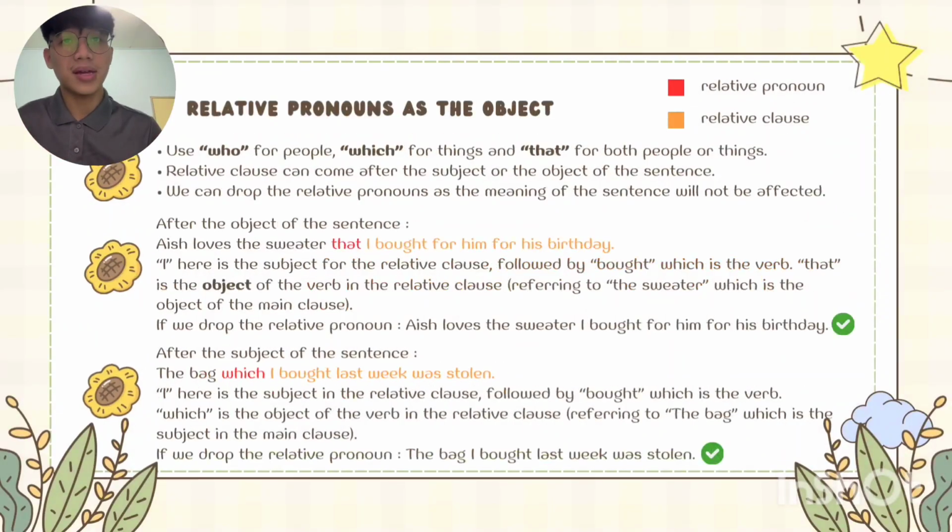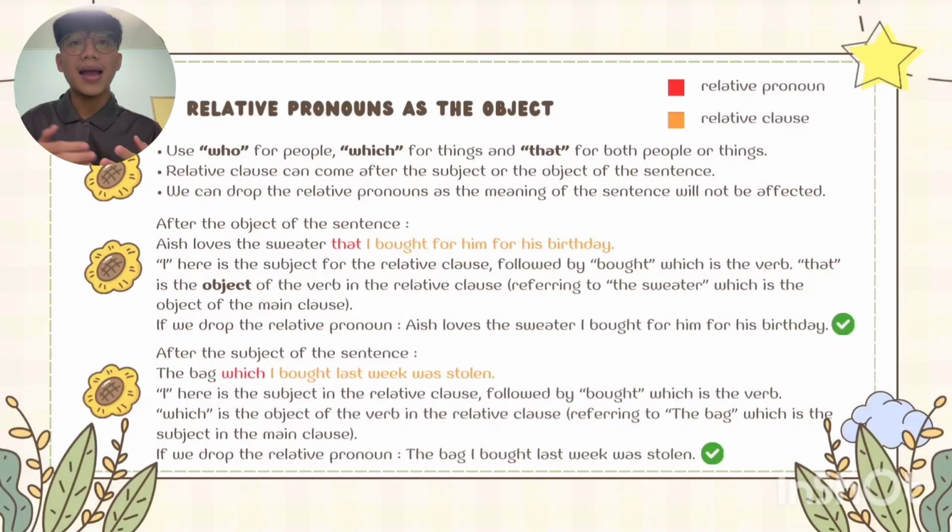Okay, for the second part, the relative pronouns as the object. It is the same, we use who for people, which for things, and that for both people or things. The relative clause can also come after the subject or after the object of the sentence. But here the difference is we can drop the relative pronoun, as the meaning of the sentence will not be affected. We're gonna see the example after the object of the sentence.